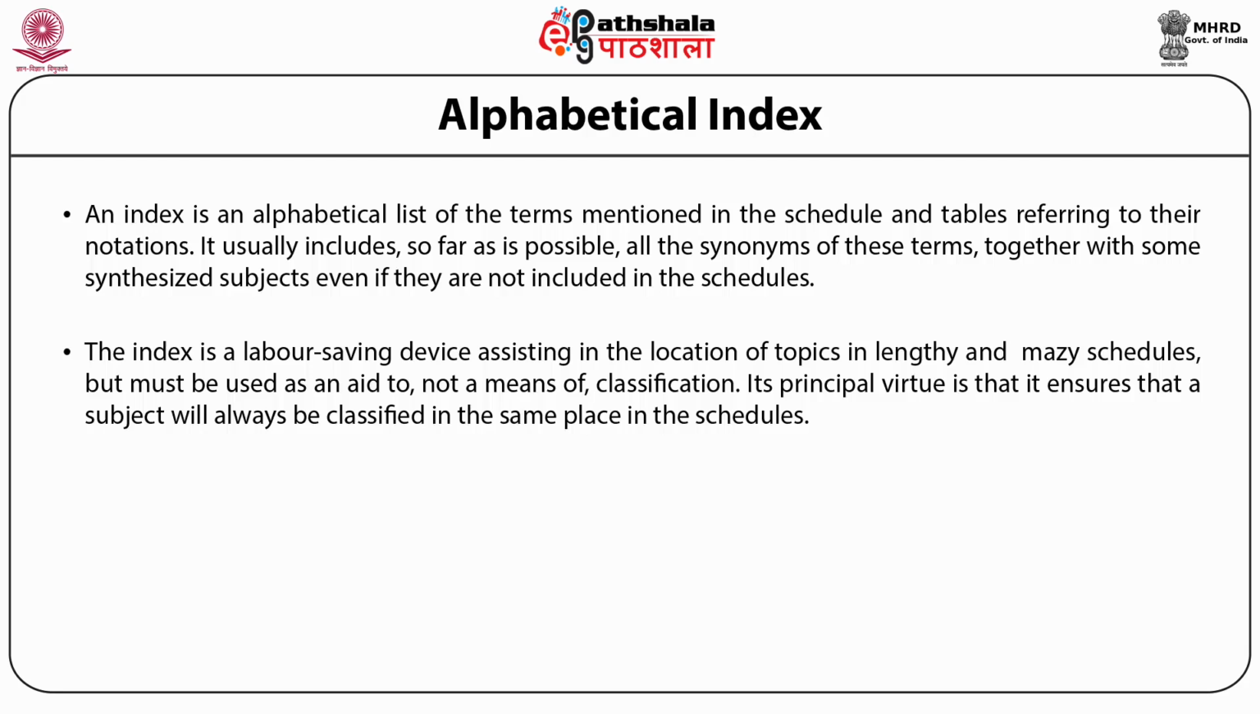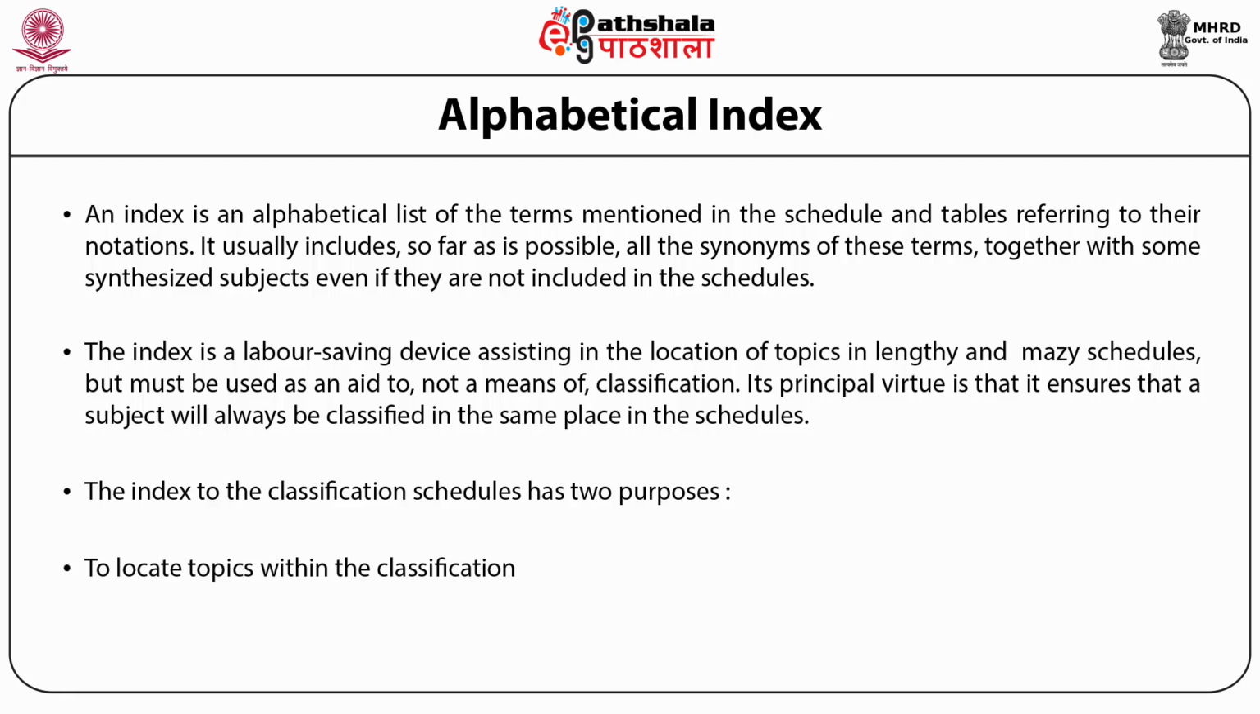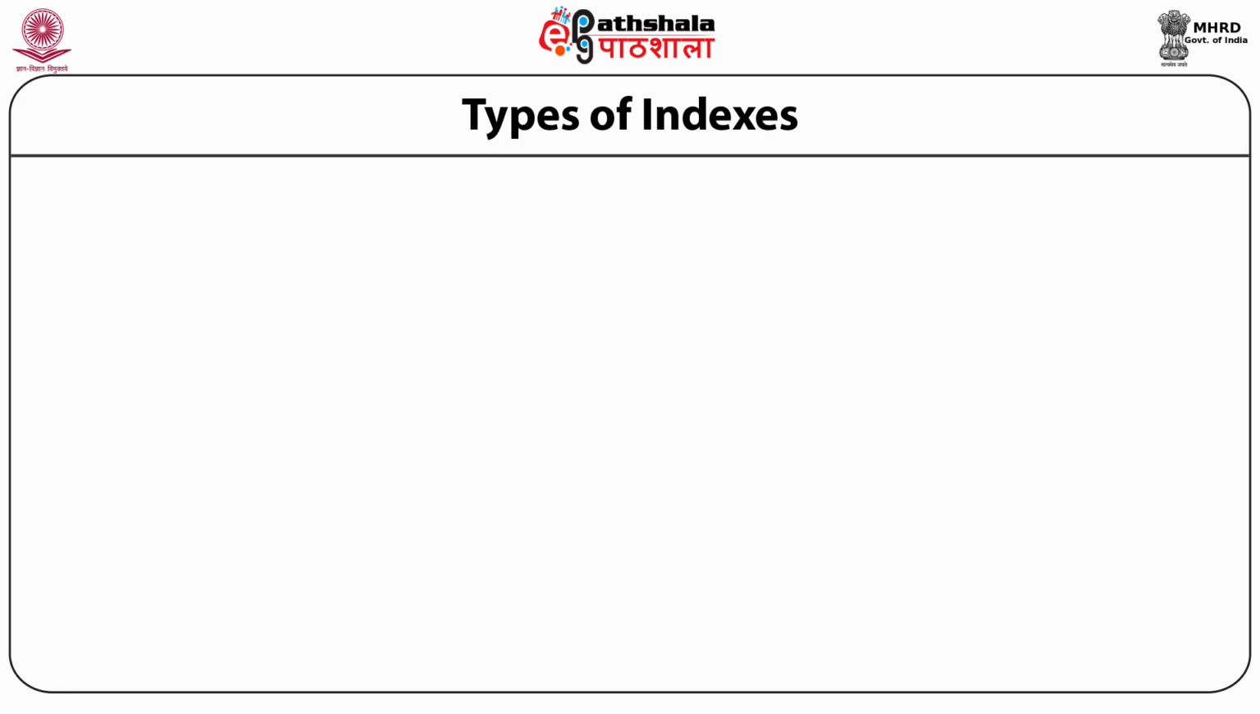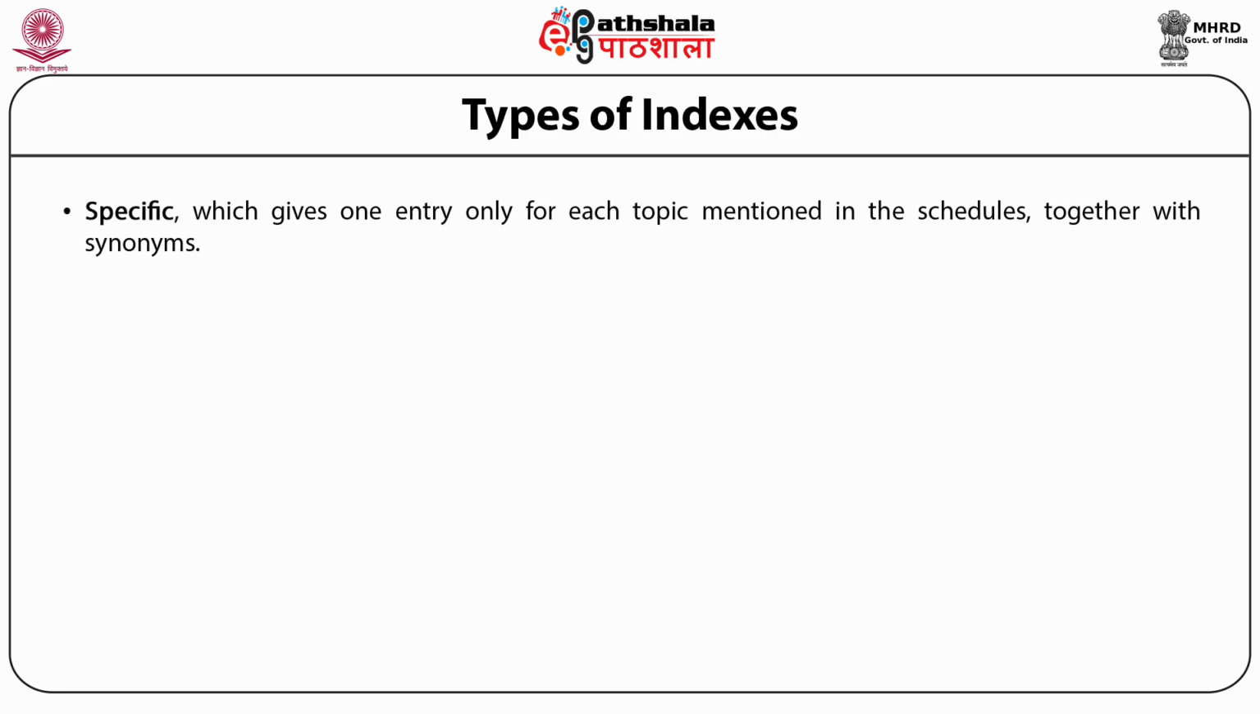Its principal virtue is that it ensures that a subject will always be classified in the same place in the schedules. The index to the classification schedule has two purposes: to locate topics within the classification, by the classifier or even by the users, and to bring together related aspects of a subject which appear in more than one place in the schedules. Indexes are of many types.